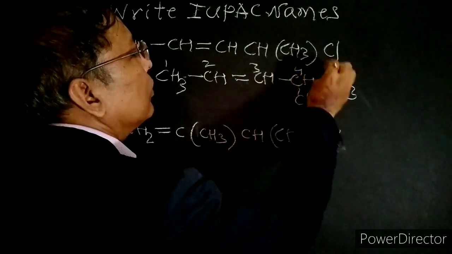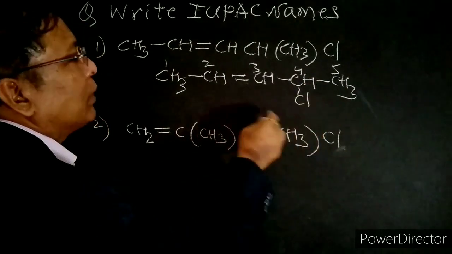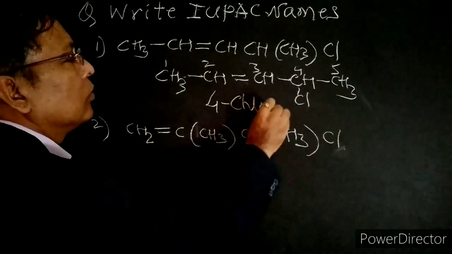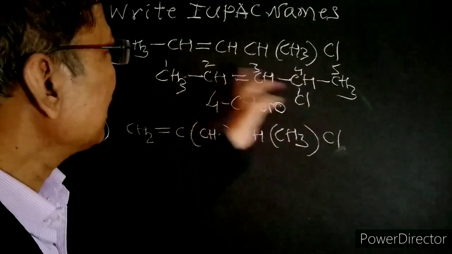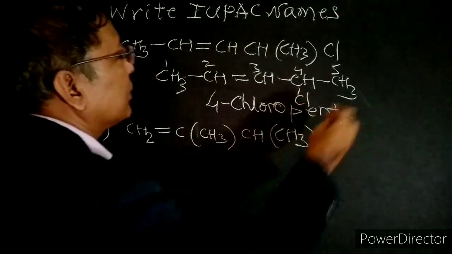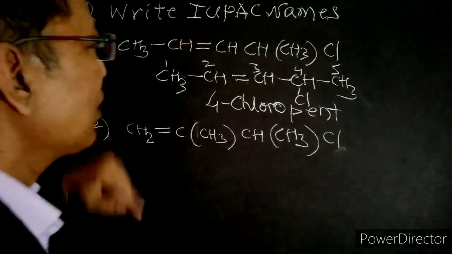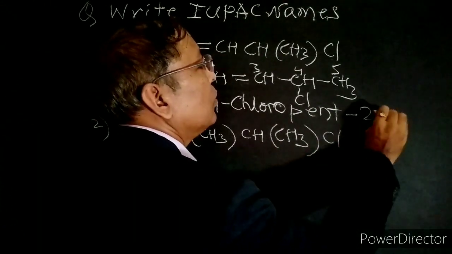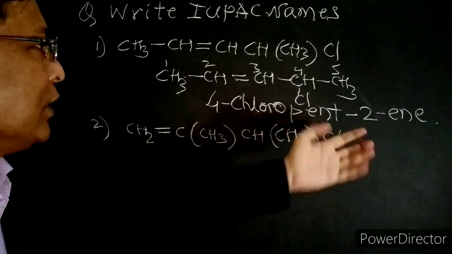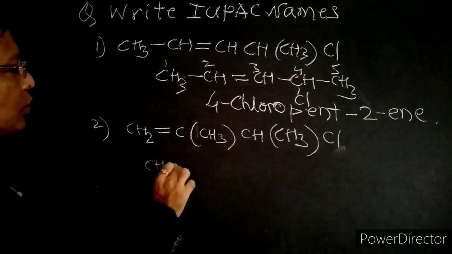4, 5. This is the longest chain. So on the fourth carbon atom there is chlorine, therefore 4-chloro. How many carbon atoms are there? 5. 5 means pent. And this is an alkene; the double bond starts from the second carbon, so it is 2-ene. This is the IUPAC name: 4-chloro-pent-2-ene.